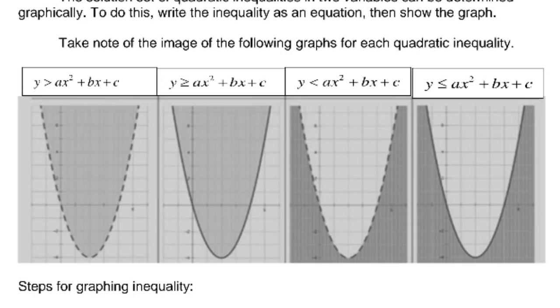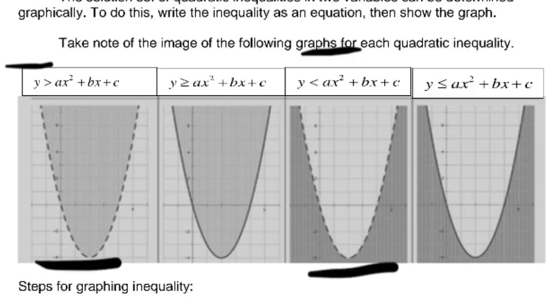Now if we look at the graphs for greater than and lesser than, you can see that the line is broken. So the line of the parabola is broken. This means that the points being hit by these lines are not part of the solution. While in greater than or equal to and lesser than or equal to, this is a solid line, meaning all of the points being hit by this line are part of the solution.